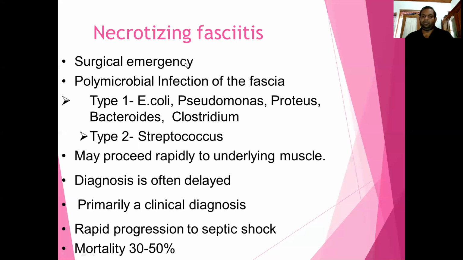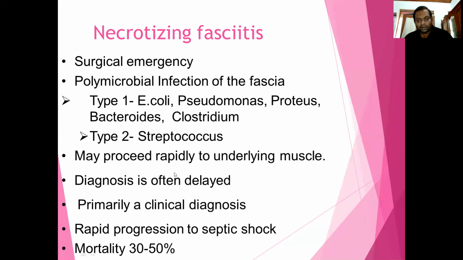Necrotizing fasciitis is one much more fatal variety. It's a surgical emergency. It affects skin, subcutaneous fat, and fascia. It is a polymicrobial infection of the fascia, that's why it is necrotizing fasciitis. We just say types 1 and type 2, but you don't need to know much. Type 1 will say E. coli, Pseudomonas, Proteus, Bacteroides, Clostridium, while type 2 is mainly Streptococcus.